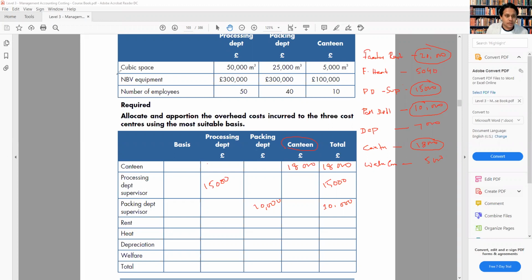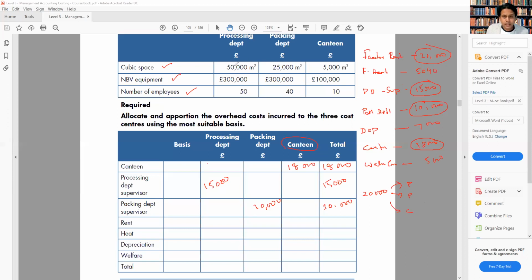Now we have to use the information from here. So which one is the suitable basis? Cubic space, net book value, or number of employees? Which one are we going to use to do this apportionment of 20,000? So the rent cost is total 20,000, and this 20,000 I have to split to three departments: processing, packing, and the canteen.